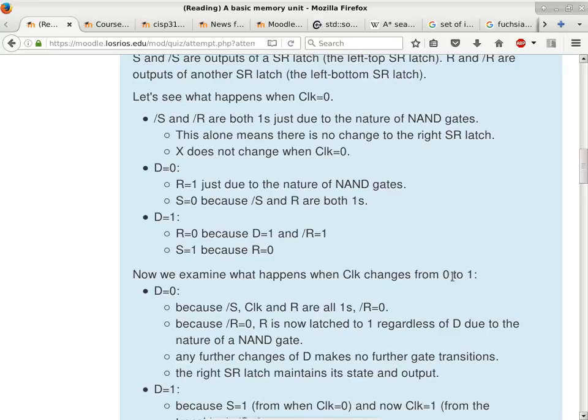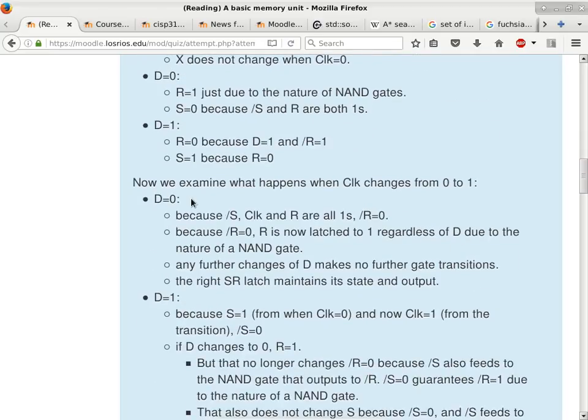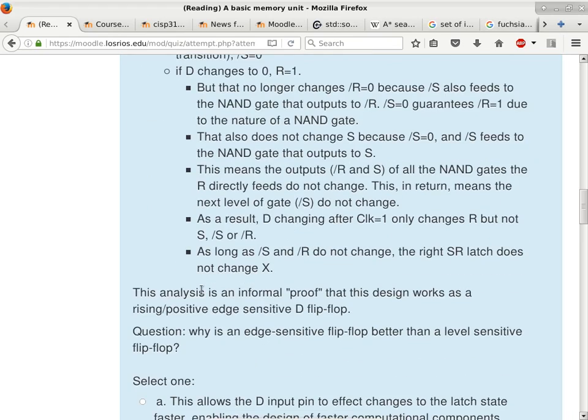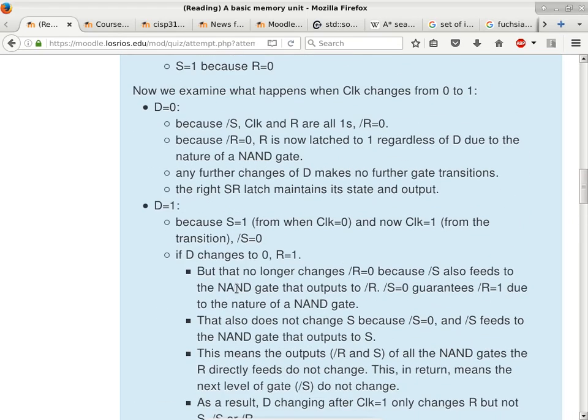What if the clock changes from 0 to a 1? And during the change, what if D is a 0? What if D is a 1? Okay, so this analysis basically gives you everything that you need to know about the behavior of the edge-sensitive D flip-flop.